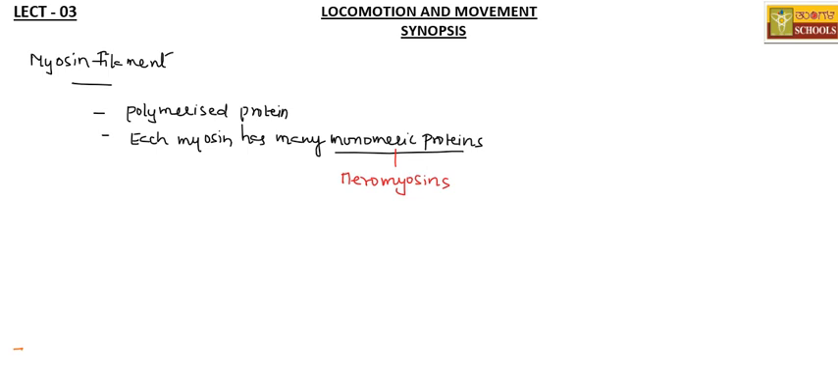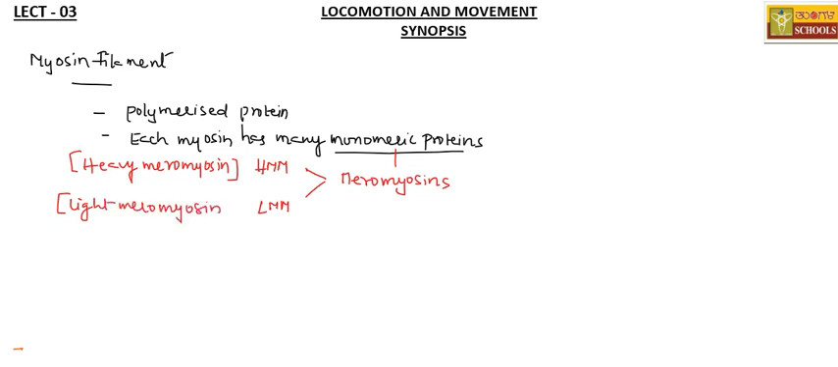Okay, and this meromyosin has two components. One we call HMM and the other is called LMM. The HMM stands for heavy meromyosin, and the LMM stands for light meromyosin. So let's see its diagram.